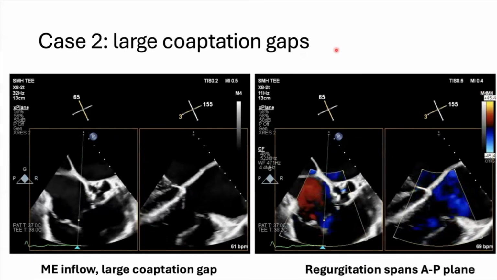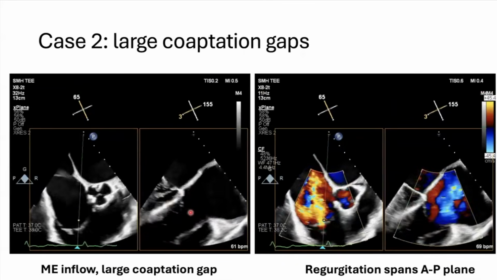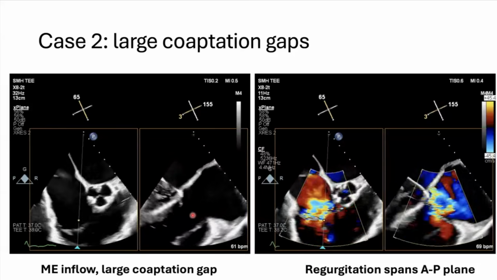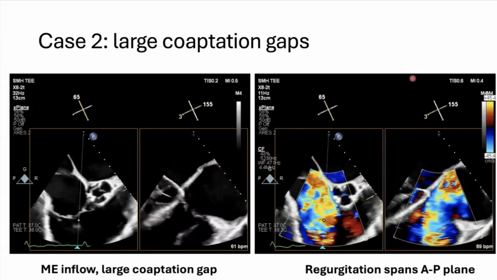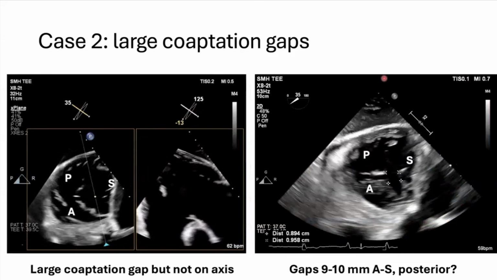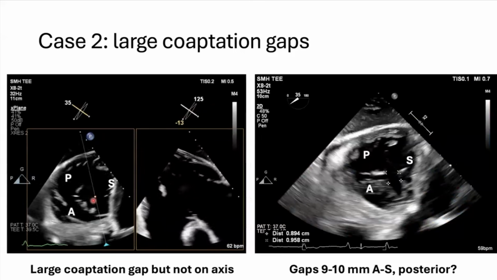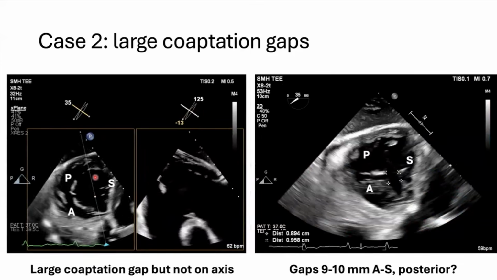Another time that 3D is useful is in assessing coaptation gaps. This is an example of a patient who has torrential tricuspid regurgitation. There's a large coaptation gap in the middle here, and a lot of color coming through the valve. One of the ways we assess coaptation gaps is by using the transgastric view. But you can see for this patient, we were able to see the anteroseptal coaptation gaps quite well, but we couldn't see the posterior ones.